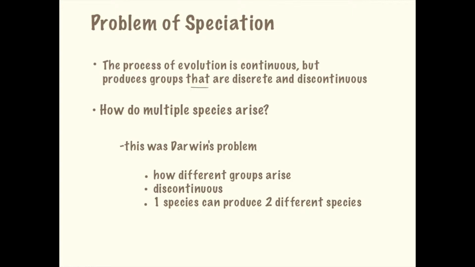Since evolution is a continuous process, how is it that it produces discontinuous and discrete groups? This was Darwin's problem. He couldn't figure out how the groups arise. He didn't see the discontinuities. He failed to explain the clusters, and he never explained how one single species was able to split and become two. What he did explain was adaptation and selection. This is important when the species splits.